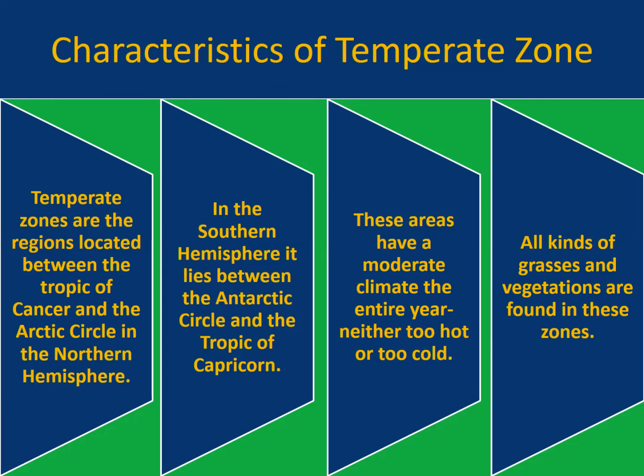Number 3, these areas have a moderate climate the entire year, neither too hot nor too cold. All kinds of grasses and vegetation are found in these zones. So the countries which lie or are situated in this zone, we find vegetation over there also, rainfall, and the weather or climate is moderate.